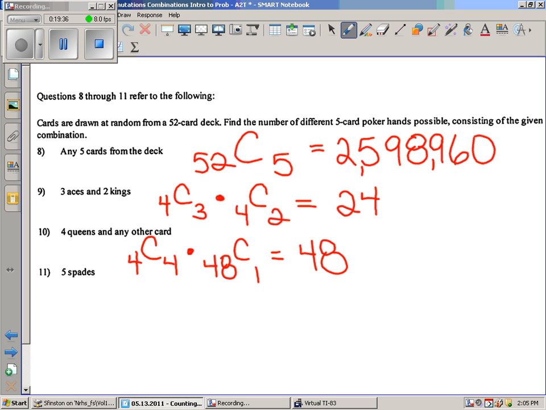5 spades. How many different ways can you pull 5 spades? Very nice, guys. 13C5. Tell me what that is. And then we got one more problem and we're done. What is it? 1,287. Very last problem, and then you're out of here. There is a question 12 on your sheet. You don't even have to answer it. Just tell me whether you think it's a permutation or a combination question, and you're done. Very nice.